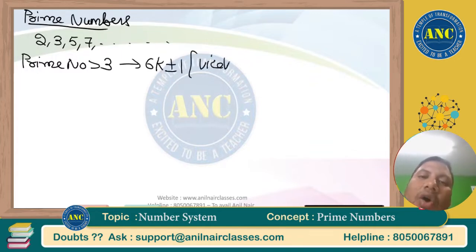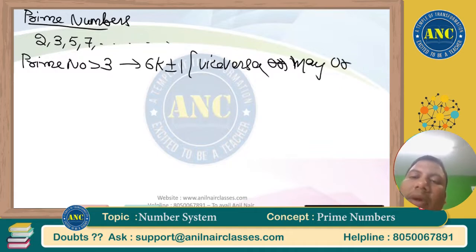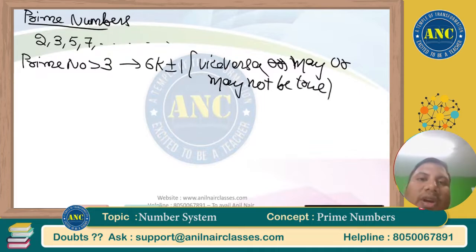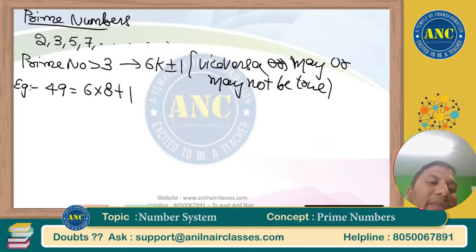Vice versa, all the natural numbers which are of the form 6k plus or minus 1 may or may not be prime. The reverse case may or may not be true. For example, 49. 49 is 6 into 8 plus 1, but 49 is the square of 7, so it is a composite number.